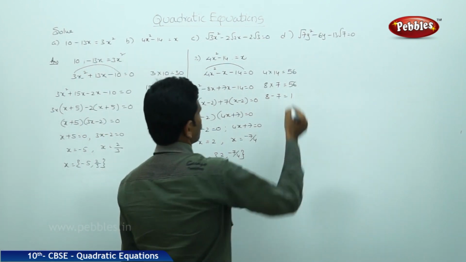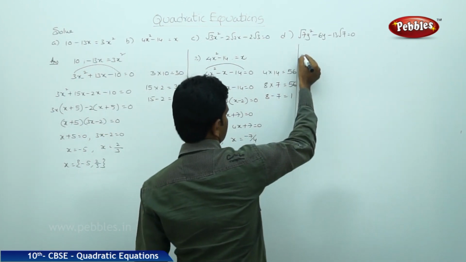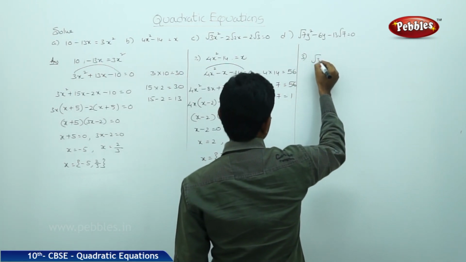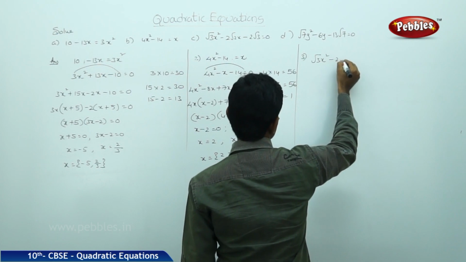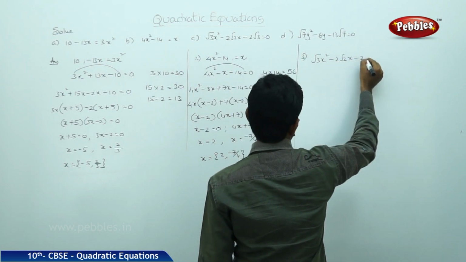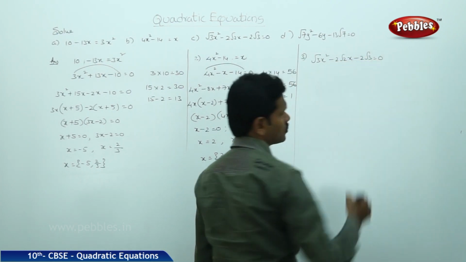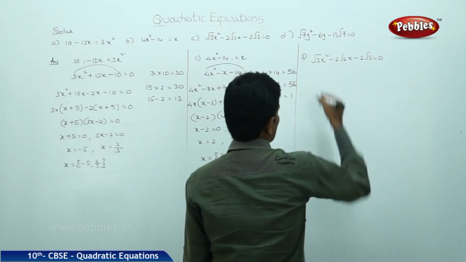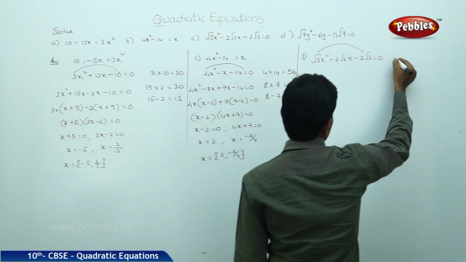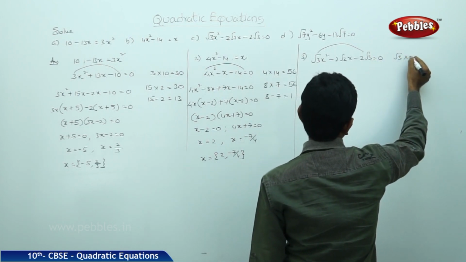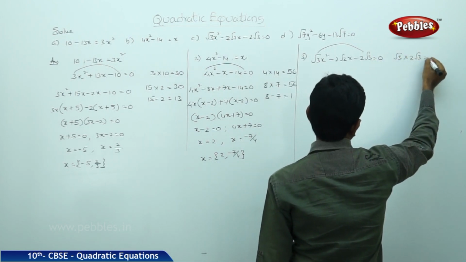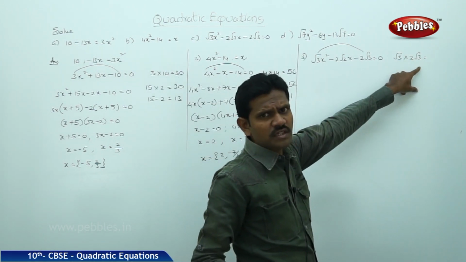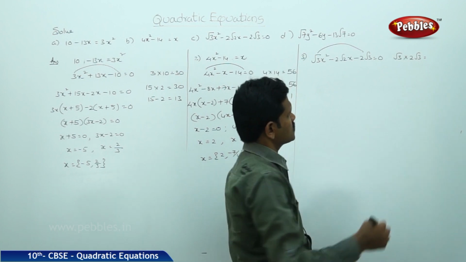Now come to question number 3. Root 3x square minus 2 root 2x minus 2 root 3 is equal to 0. That is, root 3 into 2 root 3 is equal to, we know root 3 into root 3 is nothing but 3, that is, 2 threes are 6.